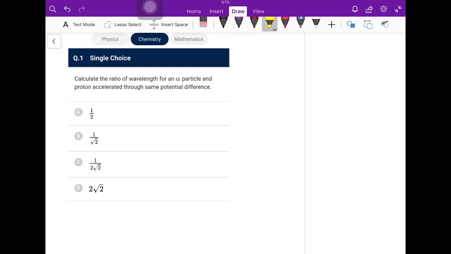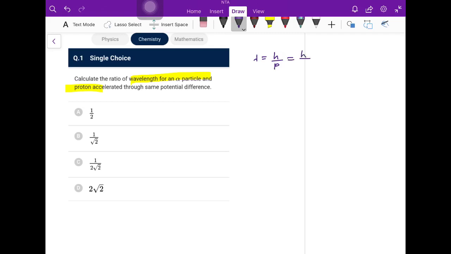So the first question is, calculate the ratio of wavelengths for an alpha particle and a proton accelerated through the same potential difference. When it is asking about wavelength, we need to use the de Broglie wavelength, that is lambda equal to h by p, because it is also showing some particle nature. So for matter waves we use lambda equal to h by p, and p is the momentum here.